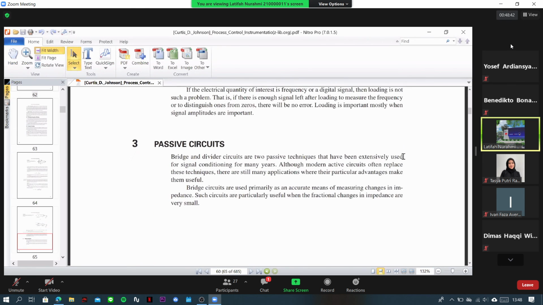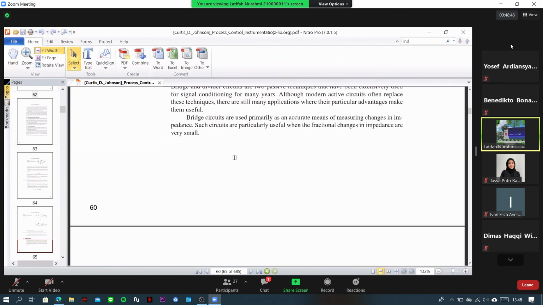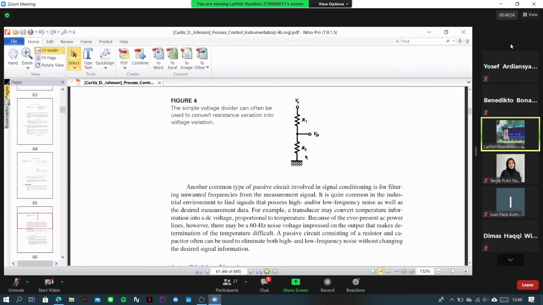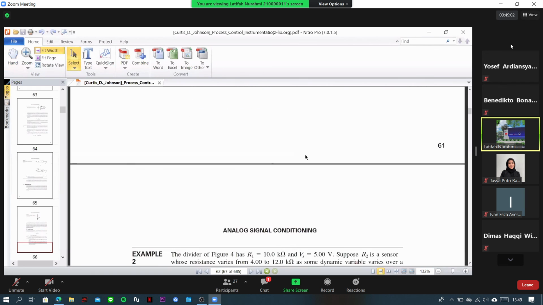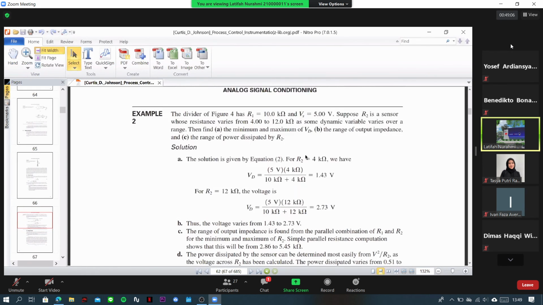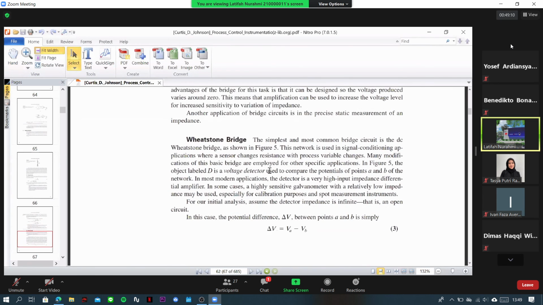So on Monday, we'll continue with the passive circuits. There are many types, divider circuits. I will encourage you to read this before the class. Here are the divider circuits and many other circuits. We'll get into more detail next week on Monday, and bridge circuits as well.